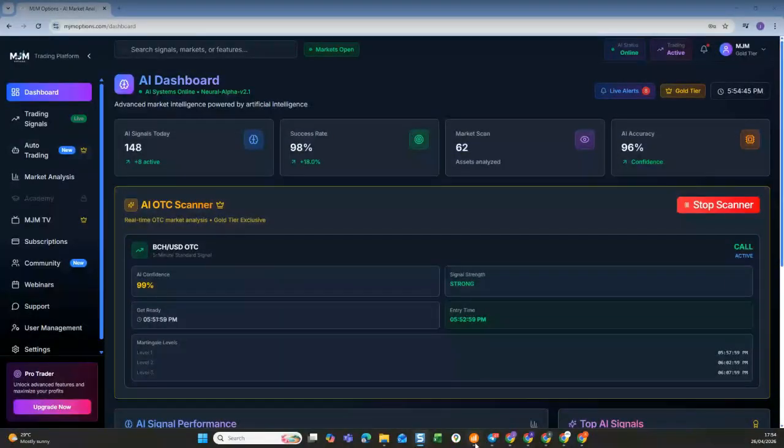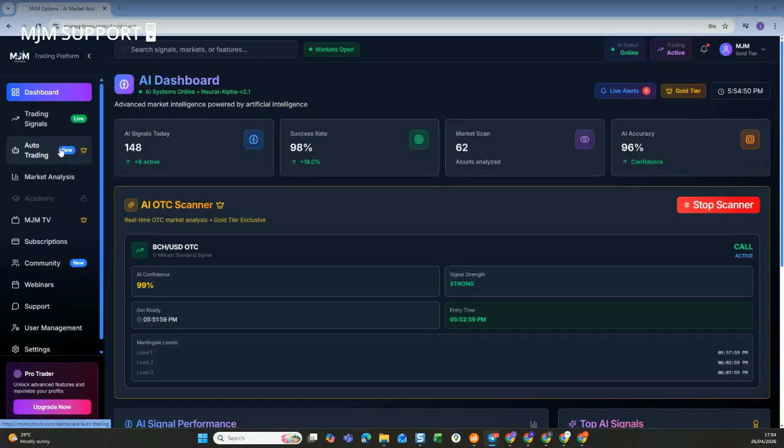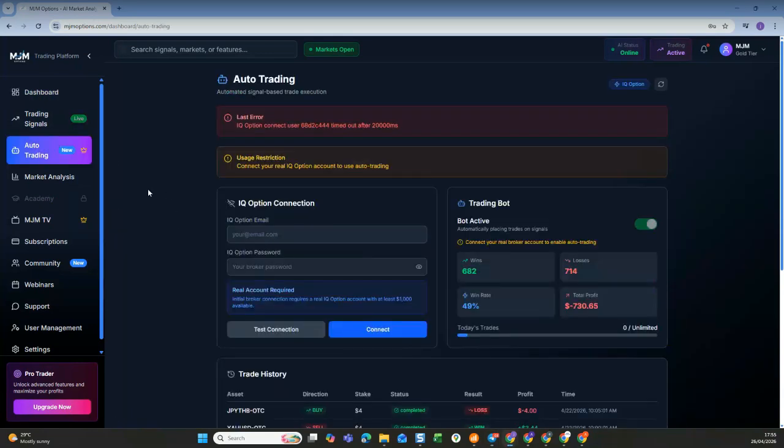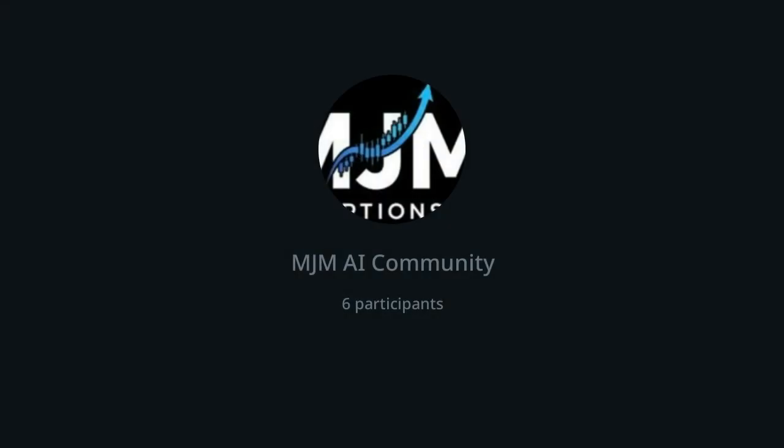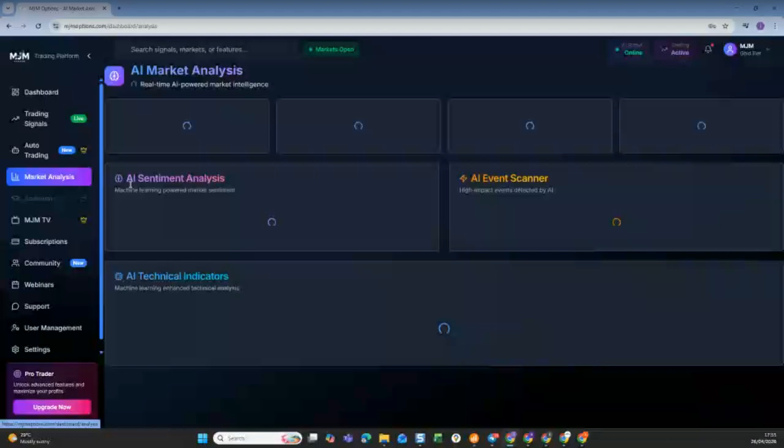Let's talk about the auto trading. Now, the auto trading feature is very, very simple. The moment you get access to the AI, which is free for everyone on the MDMA community, you get access to auto trading also. For you to use the auto trading, you just need to log in your email and password of your IK Options account. The moment you do that, it starts to trade for you. But there's a catch. You have to have $1,000 in your trading account for the auto trading feature to work.